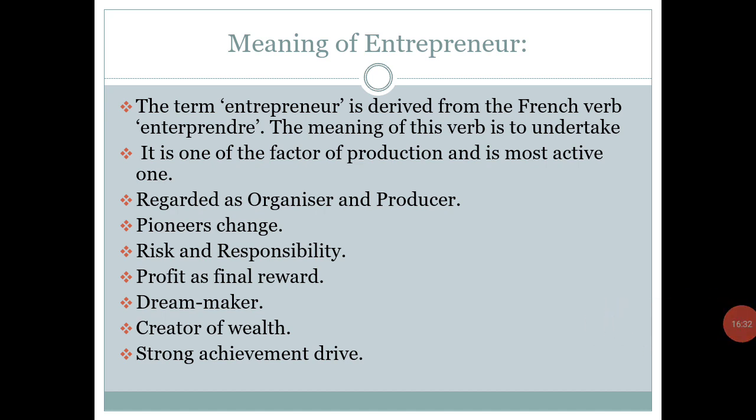Strong achievement drive means, okay, something should be achieved. This thing is always fixed in his mind. Okay, and through this itself he can complete. So he should be having that strong urge. Yes, something different should be achieved by me. Okay, such kind of thing.